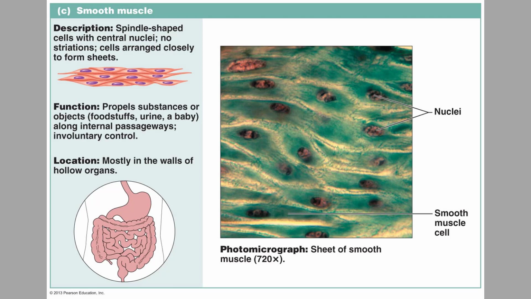We find these around hollow organ walls. So, for example, here we see the intestines. The intestines have a ring of smooth muscle and a long sheet of smooth muscle. There's 2 layers of smooth muscle in most of the digestive tract.